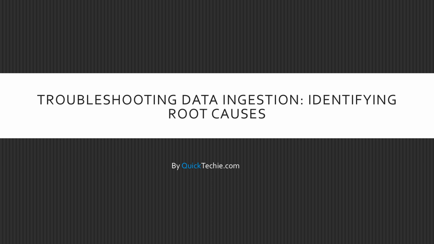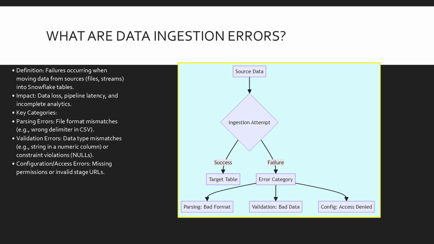We will focus specifically on how to identify the root causes of ingestion errors across different loading methods. To effectively troubleshoot, we first need to define what we are looking for. Ingestion errors occur when the data payload fails to commit to your target table. We categorize these into three main buckets.